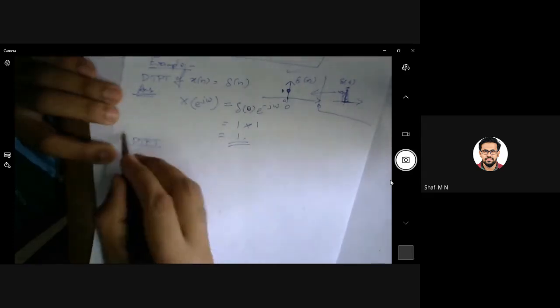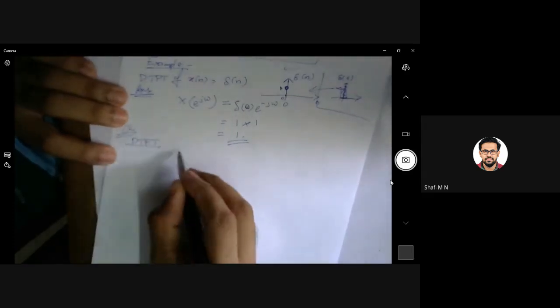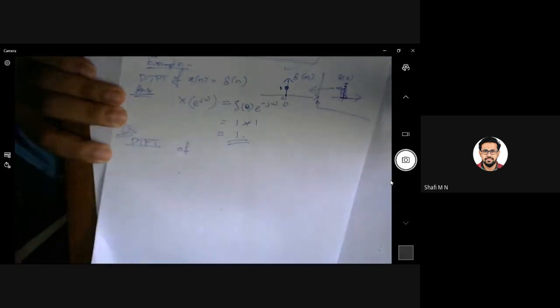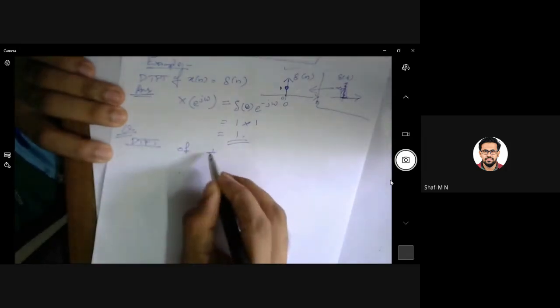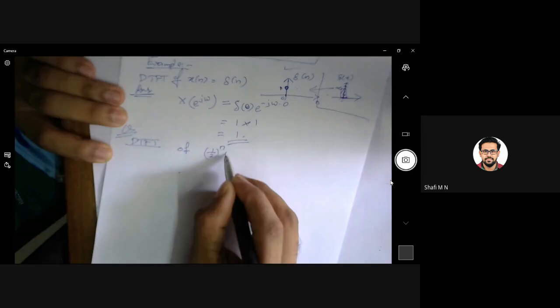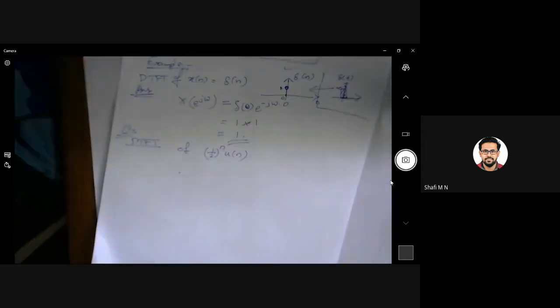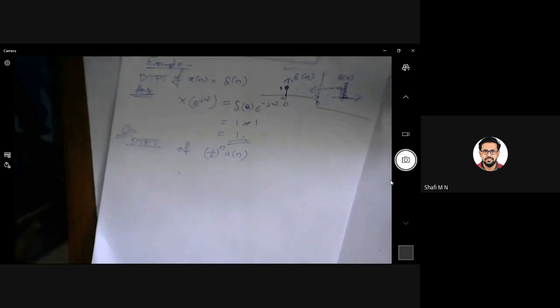Let's do this question. You find the DTFT of, say, a raised to n, or you do like this: 1 by 2 all raised to n u of n. This is your task. You have to find the DTFT of 1 by 2 all raised to n u of n. Let's solve this and then stop. Make it fast.